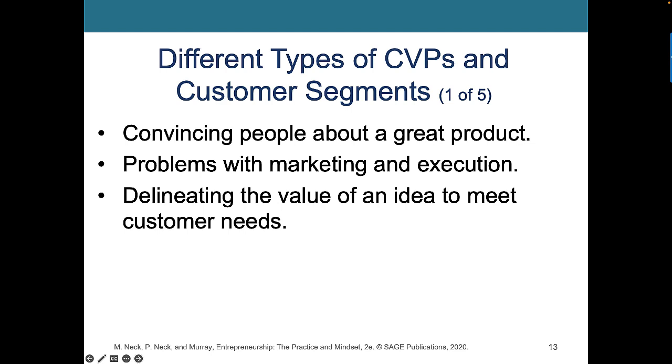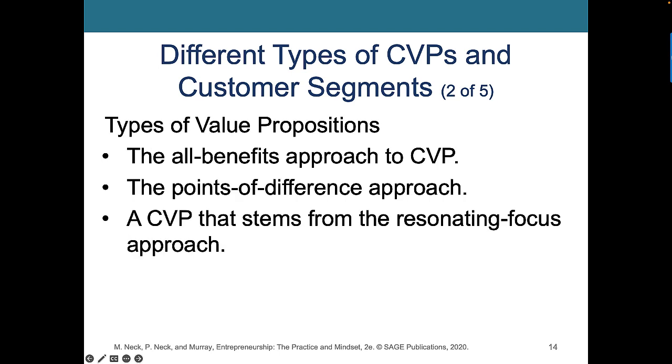Different types of customer value propositions and customer segments, convincing people about a great product, problems with marketing. Many entrepreneurs have the idea in mind, but they are not clear on the marketing or the execution. One of the things that makes successful entrepreneurs is that they're able to execute on the idea. Lots of folks have the idea, but they're not able to execute, and execution is a critical point in the business model, in the startup, in order to be successful.